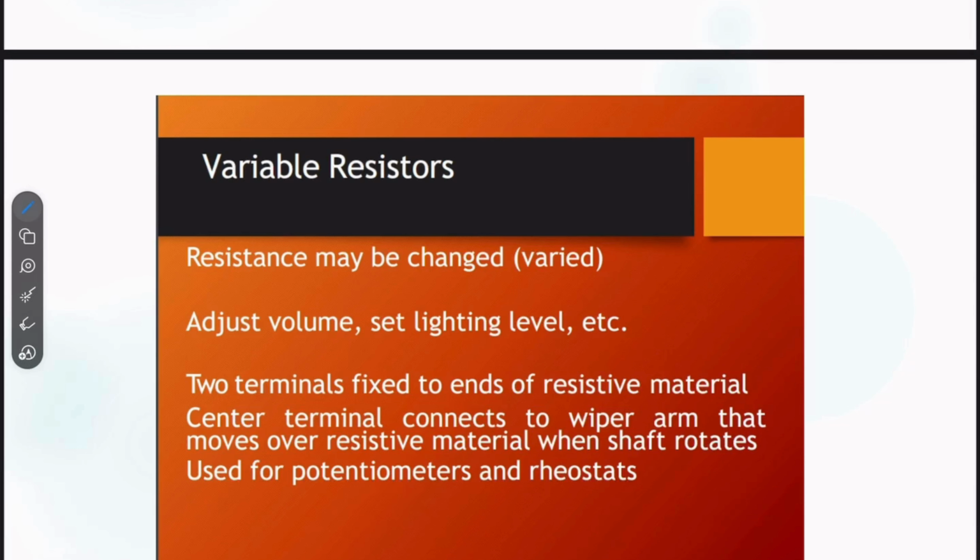Variable resistor. Resistance may be changed or varied. Used to adjust volume, set lighting level, et cetera. Two terminals are fixed to the ends of the resistor, so it's something like this. The two ends are fixed, and there's also a middle terminal. If we connect to something else, that can be changed. That's terminal 1, 2, 3. So if we use 1 or 2, that's fixed. And either 1, 3 or 2 and 3, that can be changed.